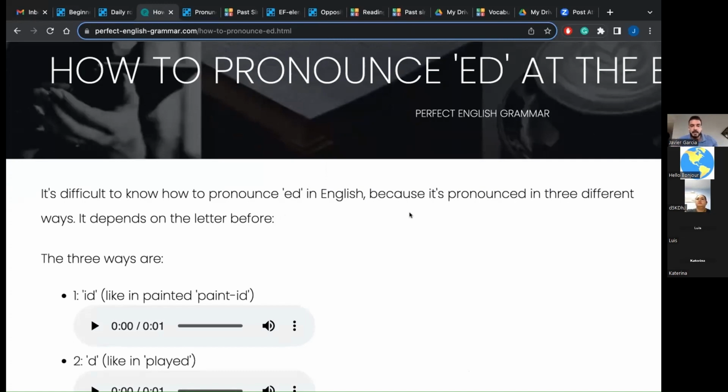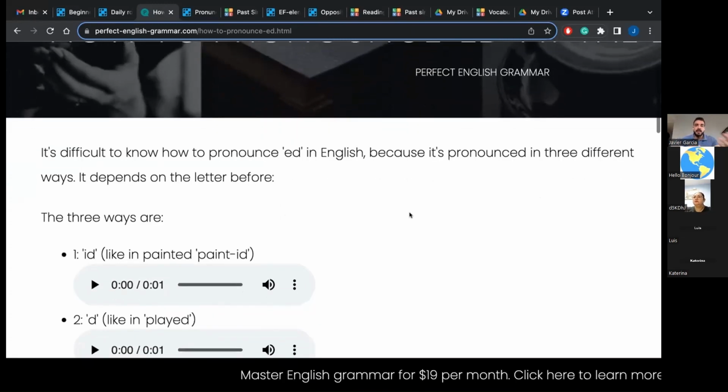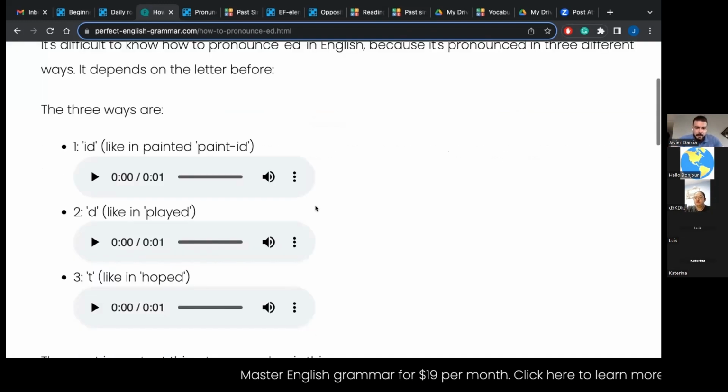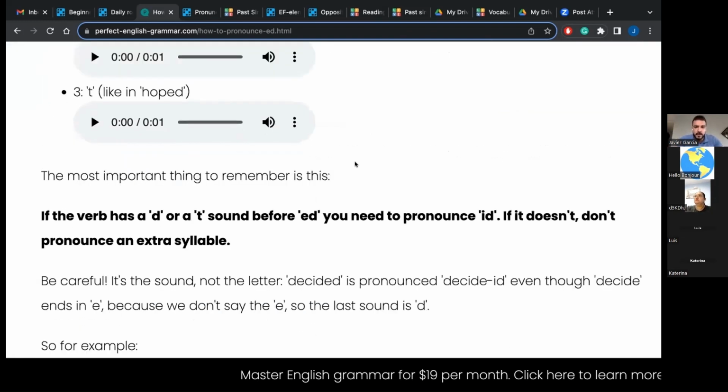Okay? So we're going to be talking about when. When do we know which sound to make? How do we know which sound to make at the end of the regular past simple words? Well, they have rules that we need to follow in order to have the correct pronunciation of the end of the word. So let's go with the first part.